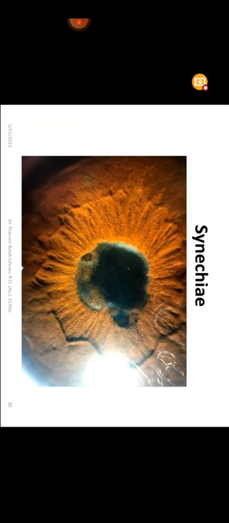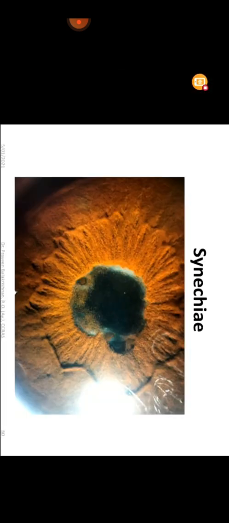Now you can see synechia. This is the lens, and this is the iris. You can see fibrin deposits that have occurred here, and the iris has been attached to the lens. This is called synechia. What is the problem with such synechia? The fluid coming from the posterior chamber will not be able to move into the anterior chamber, and there will be chances of iris bombe, that is, the iris being pushed forward, which leads to glaucoma.